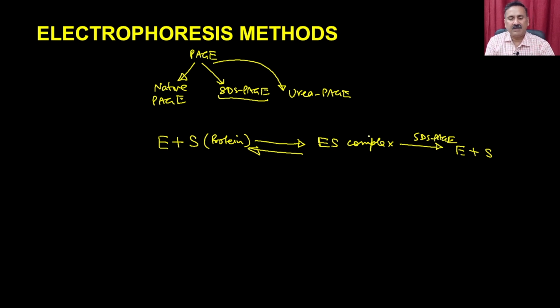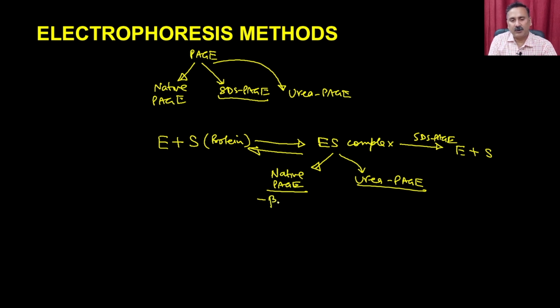When you have an enzyme-substrate complex and it is not very robust, then you have two options. One is you can run the native PAGE, and the other is you can run the urea PAGE. So we'll discuss both of these so that you will understand how you can use them. Native PAGE means polyacrylamide gel electrophoresis minus beta-mercaptoethanol and minus SDS.